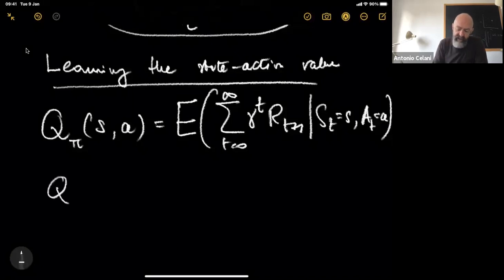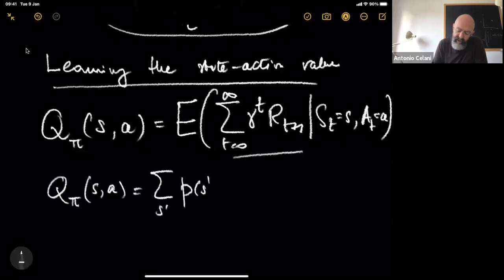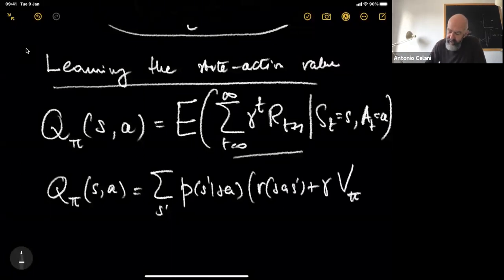This object is, in fact, by unrolling this sum here and extracting the first term and considering all the rest that happens afterward, it's easy to derive the following relationship between the state action value and the state value function. Okay, that's how the two things are connected.